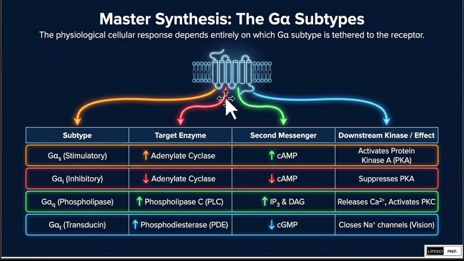Then the four subtypes are G alpha S, G alpha I, G alpha Q, and G alpha T.